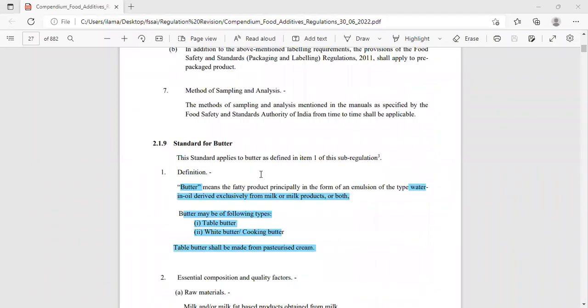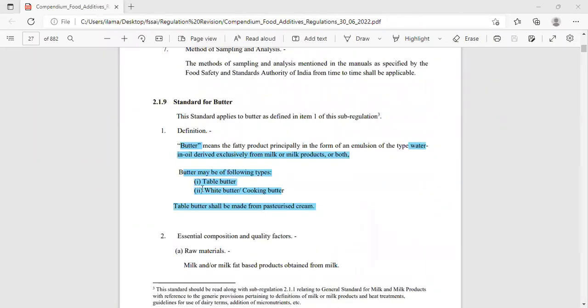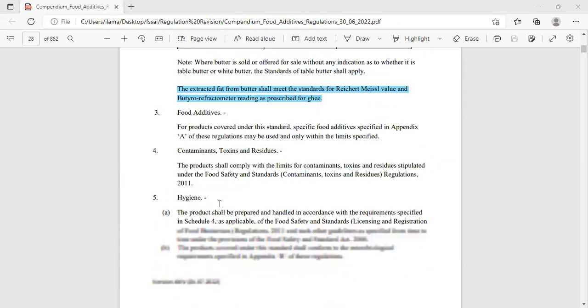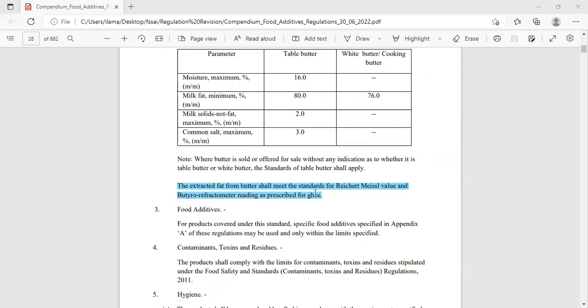And then butter, there are two types of butter. One is table butter and the other one is white butter or cooking butter. And table butter shall be made from pasteurized milk. And note that the extracted fat from butter shall meet the RM value, and then butyro refractometer reading as prescribed for ghee.